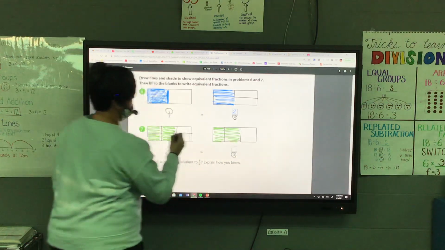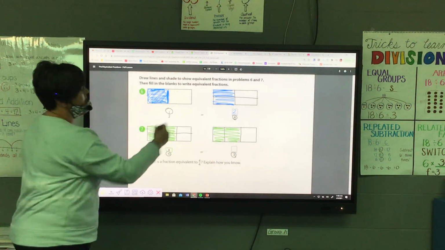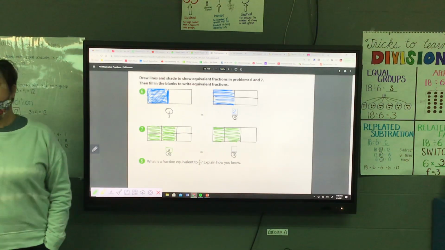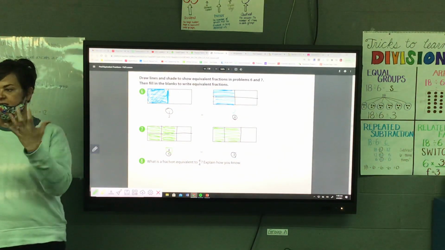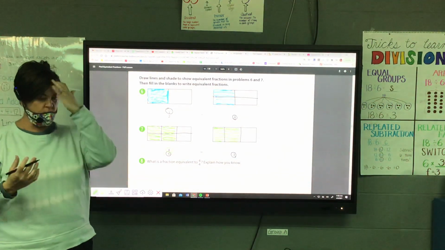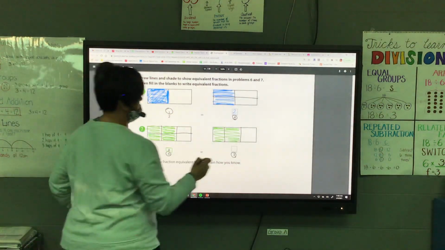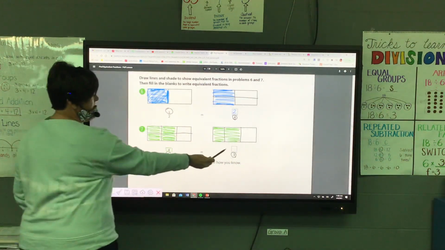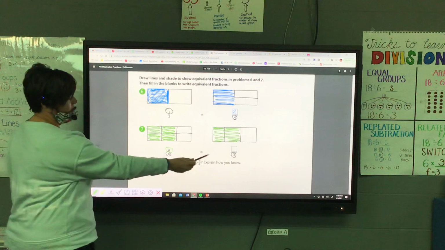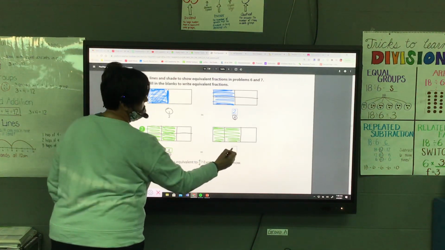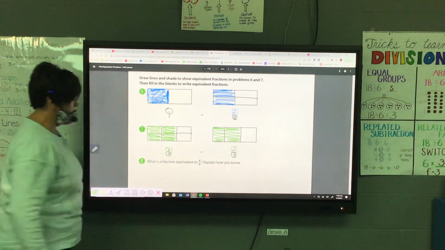2. Notice how I'm always coloring on the same side of my rectangle. It's easier for my mind and my eyes to see that comparison of the two, to know that they're the same amount. So what are we going to write to complete this fraction on number 7? How many thirds? 2. 2 thirds.